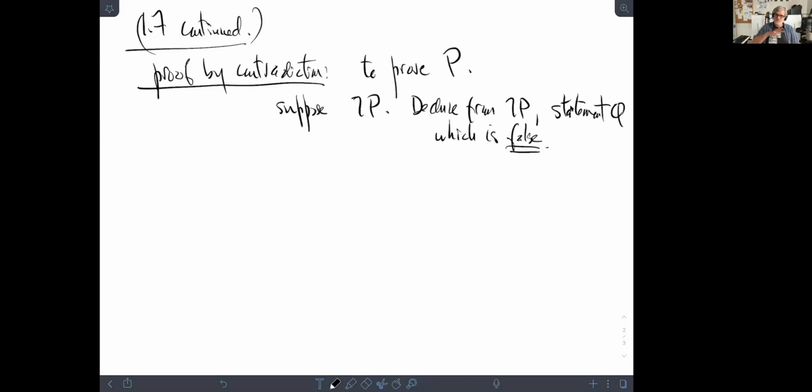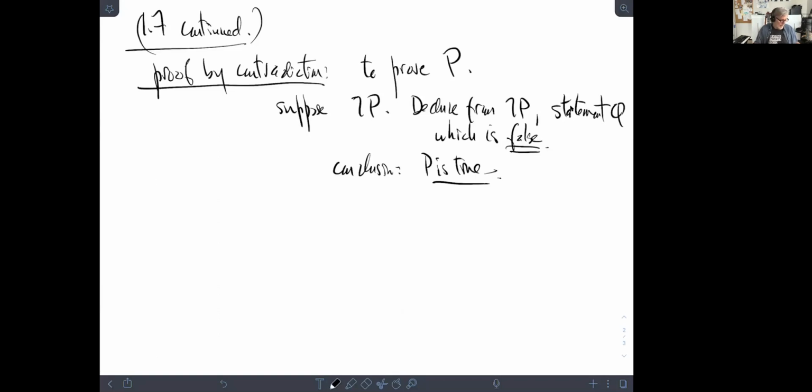So if starting from not P, you deduce something correctly, of course, something false, the conclusion of this is that P has to be true. So conclusion, P is true. Okay, so that's the strategy of a proof by contradiction.